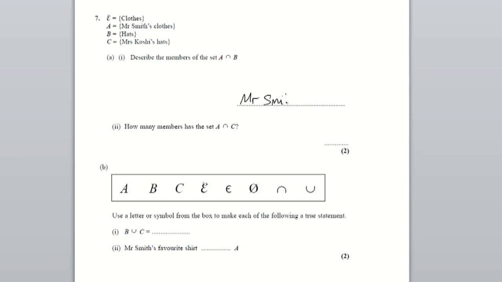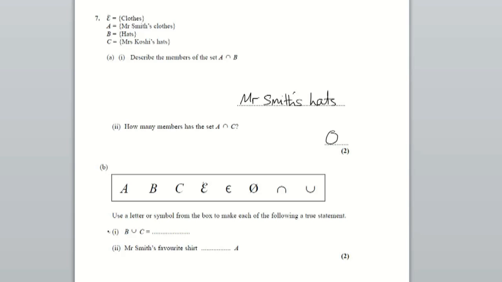Mr. Smith's hats. Alright, the hats that are Mr. Smith's. Put it in English, Mr. Smith's hats. How many members has the set A intersect C? Mr. Smith's clothes, Mrs. Kosh's hats. How many members? Well, 0.